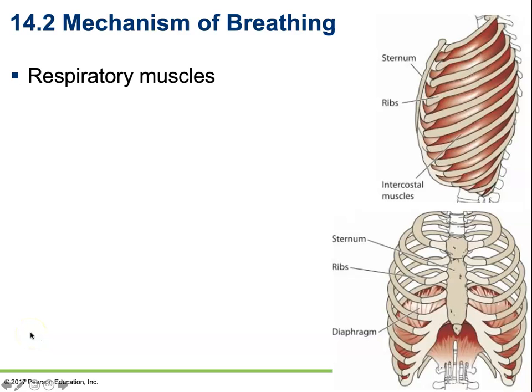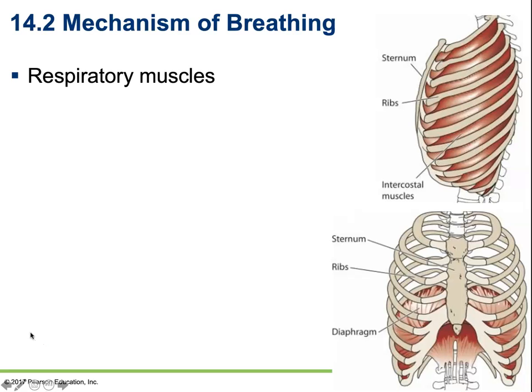The next thing we want to talk about is the actual mechanism of breathing. Air moves between the atmosphere and the lungs in response to pressure gradients. Air moves into the lungs when pressure in the atmosphere is greater than pressure in the lungs. Air moves out of the lungs when pressure in the lungs is greater than the pressure in the atmosphere.